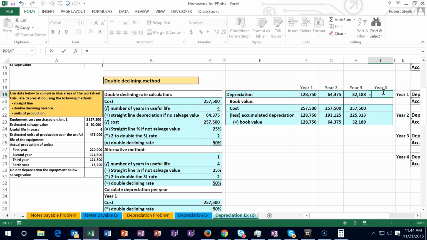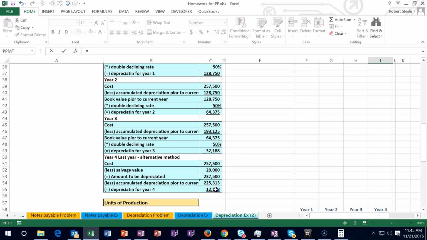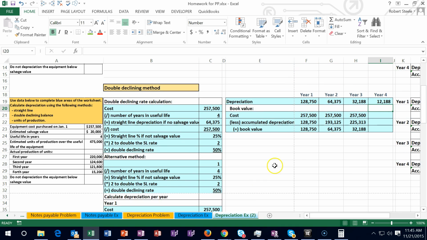We're going to say in year 4, the depreciation we calculated to be now the 12,188. We know that if we calculate the book value, then that's the cost less the accumulated depreciation. Accumulated depreciation is the prior year's accumulated depreciation plus the current year's expense, or just highlight all 4 years of depreciation, if we add up the depreciation, 237.5. Then if we subtract this out, we have the cost less the accumulated depreciation. What's it going to equal? Hopefully 20,000, and it does. So now we're left off with that 20,000.